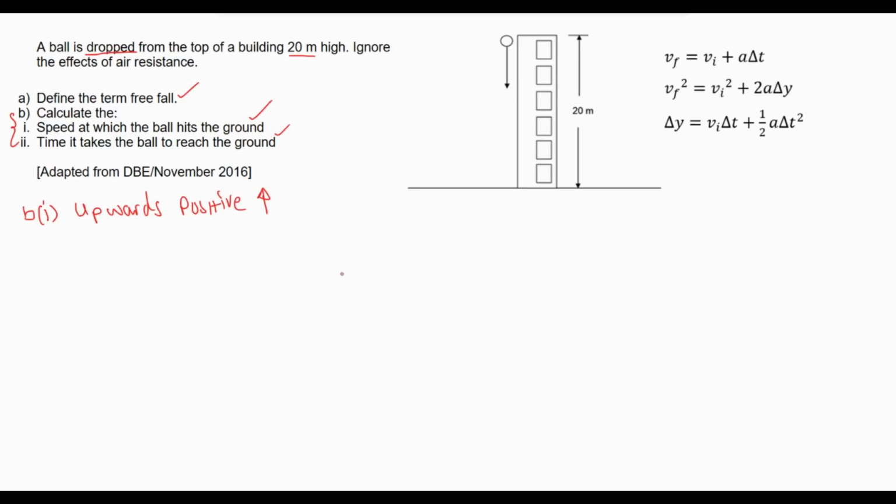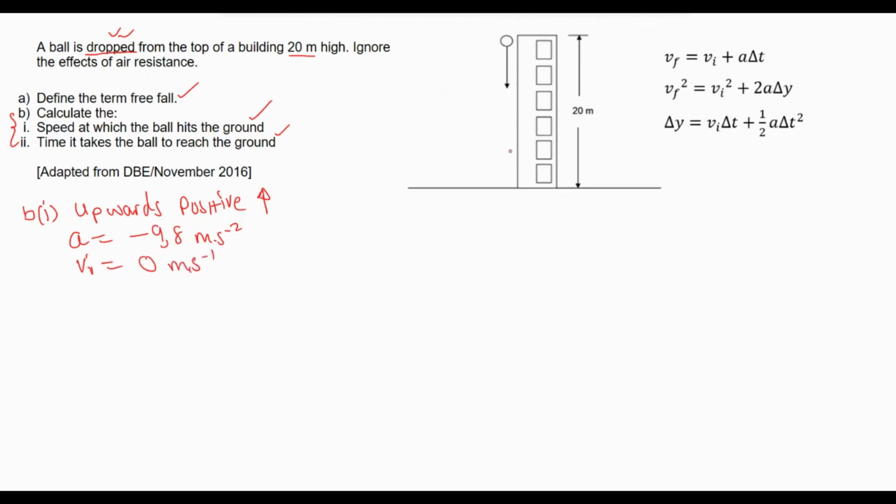What will be acceleration? Acceleration is negative 9.8 meters per square second. Remember, acceleration due to gravity is always downwards. So if we say upwards direction is positive, then it becomes negative. So our a is negative 9.8 meters per square second. And then what is the initial velocity? A ball is dropped from the top of the building. So when it is dropped like this, it means initial velocity is 0 meters per second.